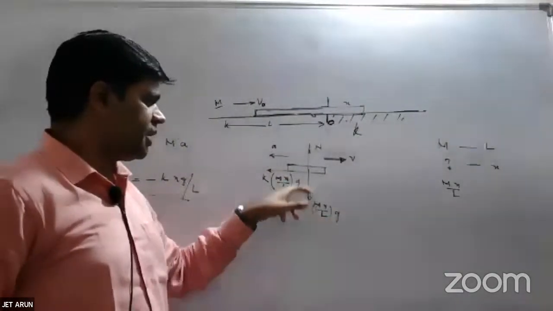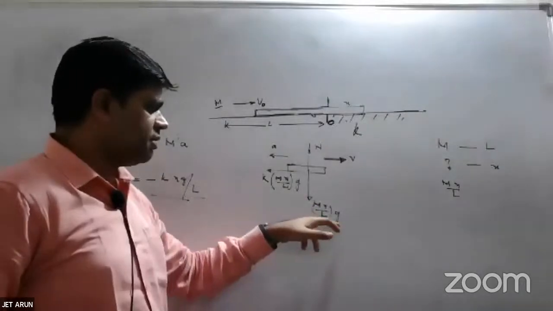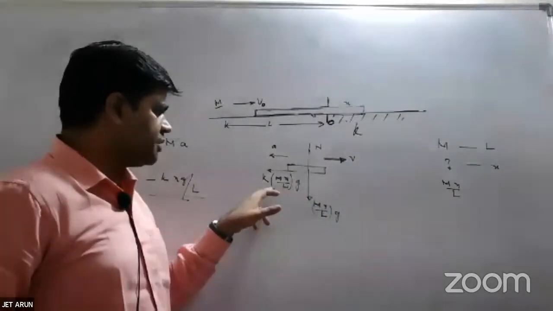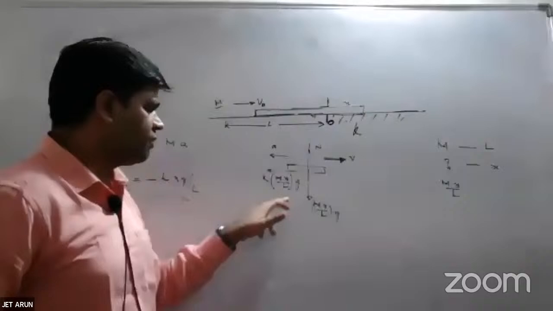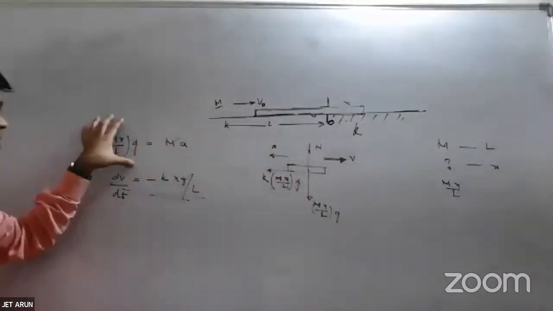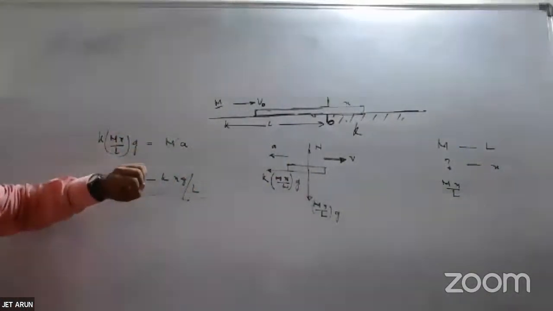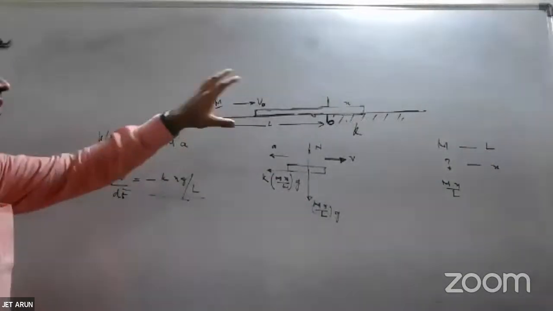So mx by L into g is my gravitational force. So N is equal to mx by L into g. Mu into N, that is mu mx by L into g, is my frictional force. Now this frictional force is equal to mass into acceleration. But what mass will I take? I'll take the total mass.